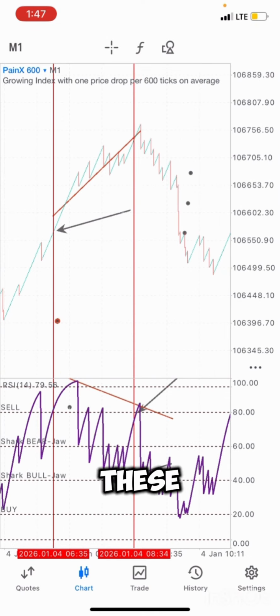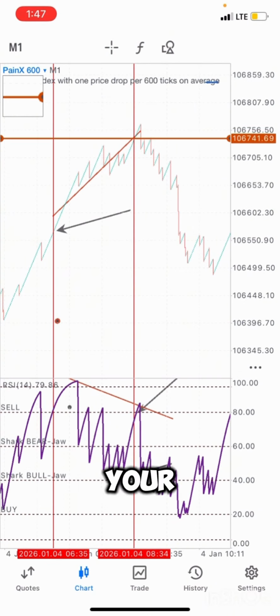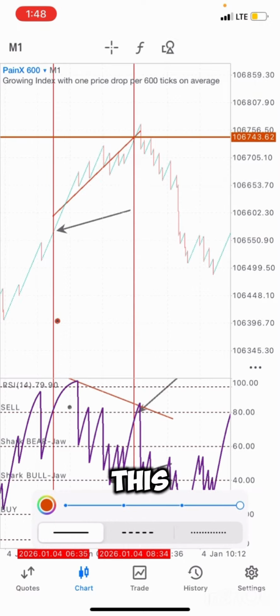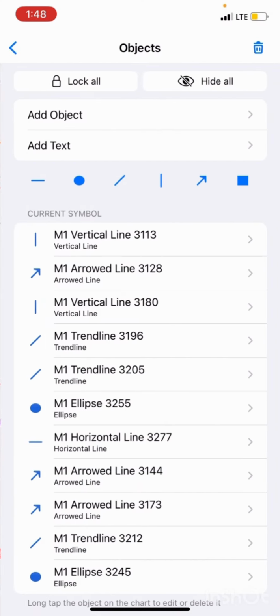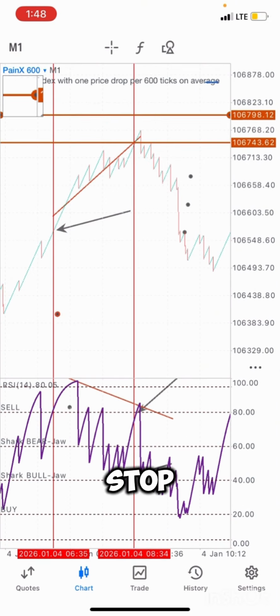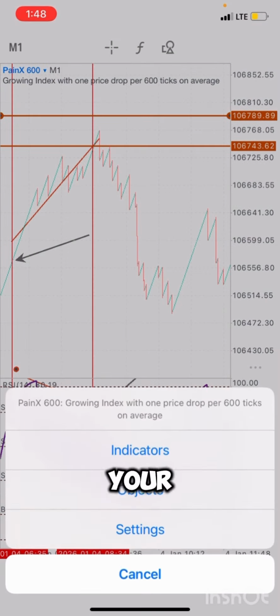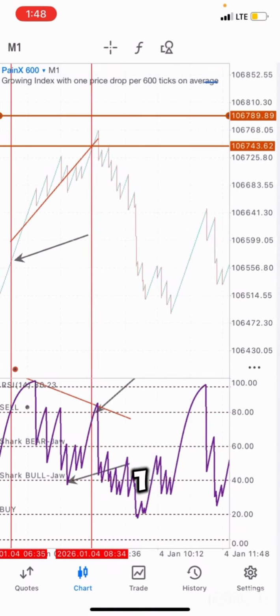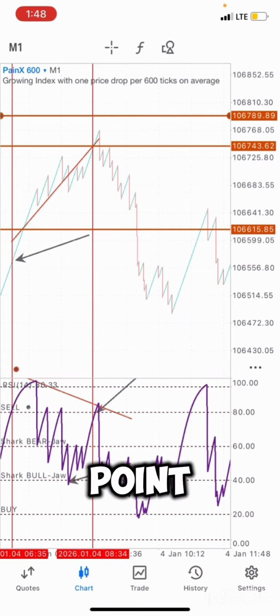You can see that these are sure entries. Once you wait for the setup to play out, you will get a very sure entry. So you take your entry around this point, and you leave your stop loss about 10 to 15 candles right there, like that. Then you set your TP to 1:3, somewhere like this point.